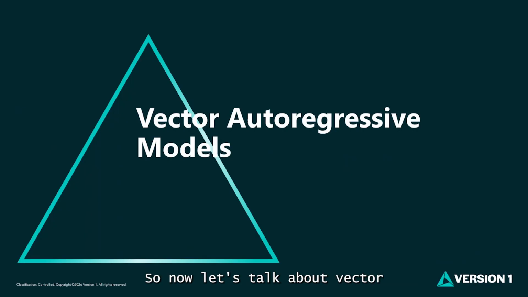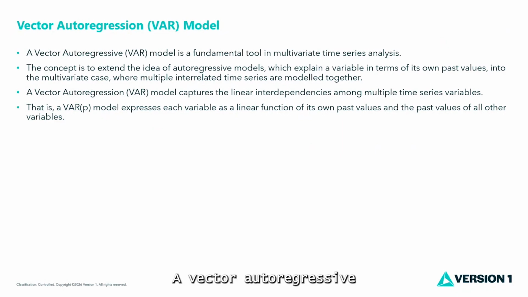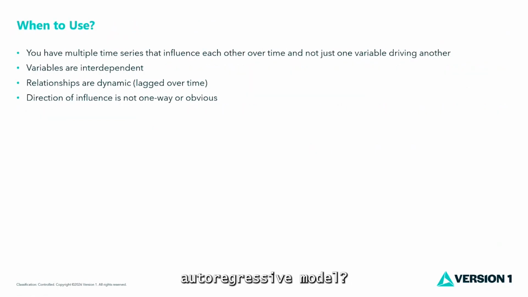So now let's talk about vector autoregressive models. A vector autoregressive model is a fundamental tool in multivariate time series analysis. The concept is to extend the idea of autoregressive models, which explain a variable in terms of its own past values, into the multivariate case, where multiple interrelated time series are modeled together. The model captures the linear interdependencies among multiple time series variables. So the model expresses each variable as a linear function of its own past values and the past values of all other variables.